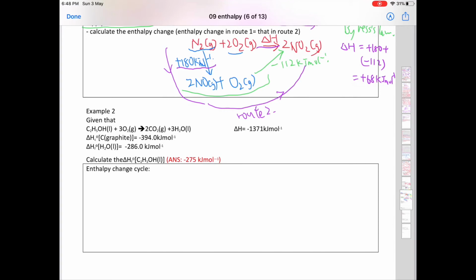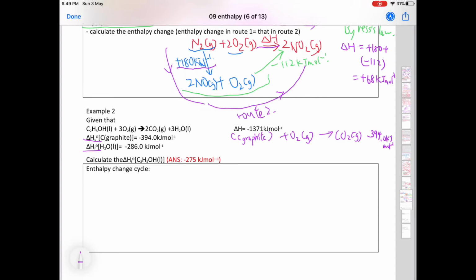To follow the steps for enthalpy change cycle, we have to represent all the data in the form of equations. So you must be familiar with the definitions first. For enthalpy of combustion, it means that we burn 1 mole of that particular substance in oxygen completely. So we have to keep the coefficient of graphite equal to 1. And then we add another reactant, oxygen, to form CO2 gas. And the enthalpy change is negative 394.0 kJ per mole.